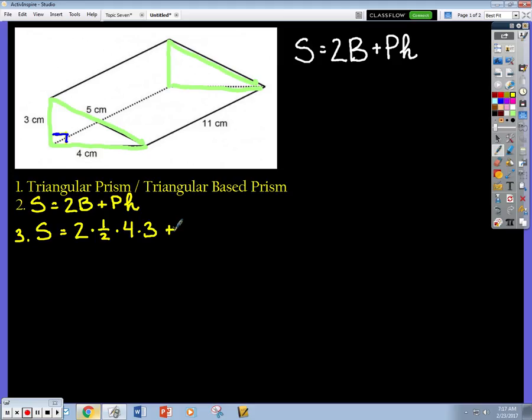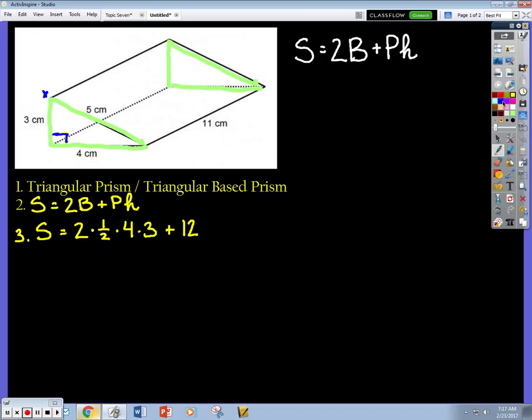We add to that the perimeter of the triangle. Well, a triangle has 3 sides, 1, 2, and 3. The perimeter is the distance I travel. Let's just say from this vertex here, down to here, over to here, and then back to our first vertex. Take a look, that would give us 3 plus 4 plus 5. 3 plus 4 is 7, 7 plus 5 gives us 12. So we now have 12, and we times that by the height of the prism.